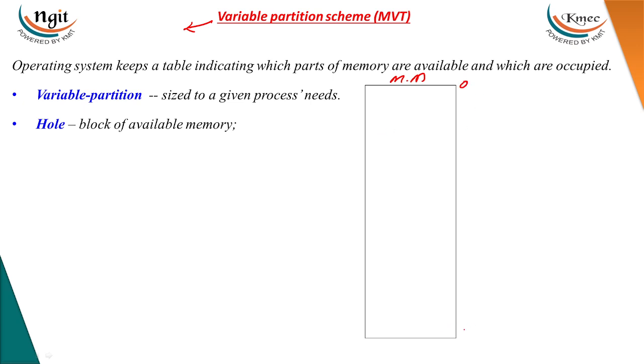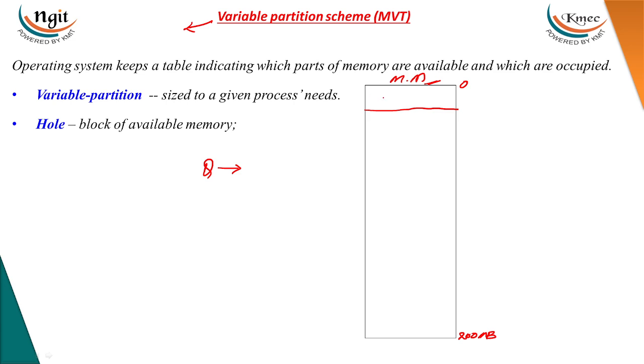Let us take 0 to 200 MB, the RAM size or main memory size. We are not dividing it into any fixed number of partitions. Initially the entire main memory is considered as one big empty block. Whenever a process comes to the input queue, we will load it into main memory.